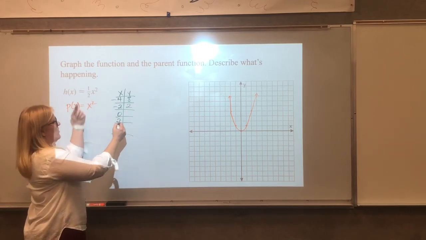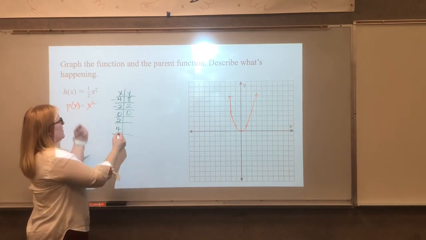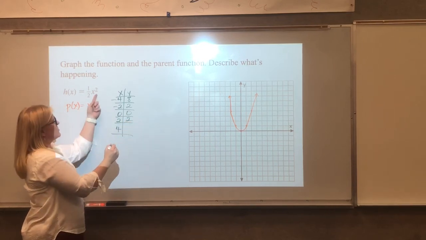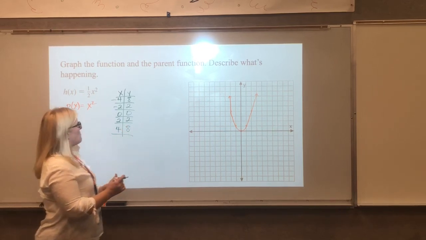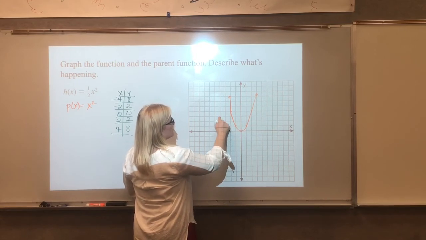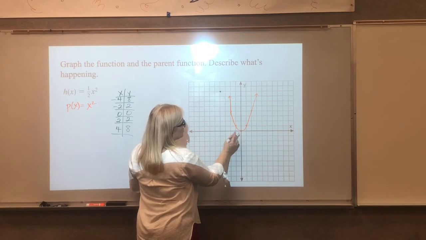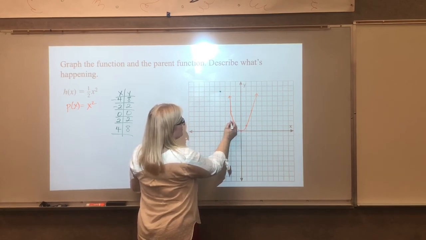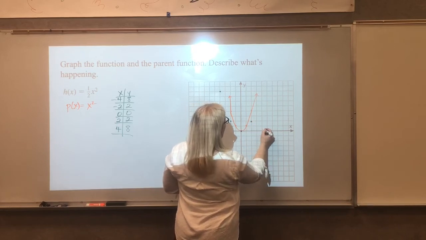0 squared is 0, times 1/2 is 0. 2 squared is 4, divided by 2. 4 squared is 16, divided by 2, which is 8. Okay, so I'm going to come over here. I've got -4, 8. 1, 2, 3, 4, 5, 6, 7, 8. I've got -2, 2, 0, 0. I'll have 2, 2, and 4, 8.